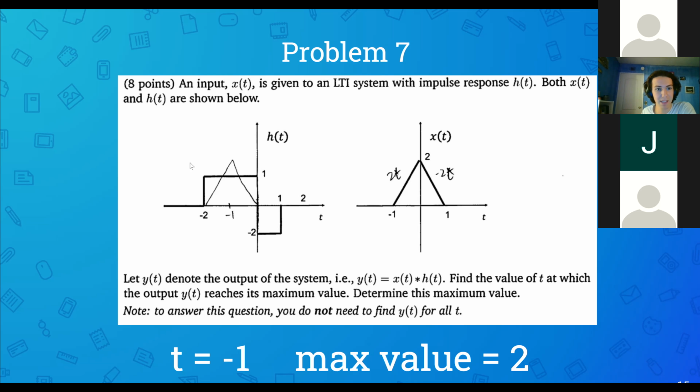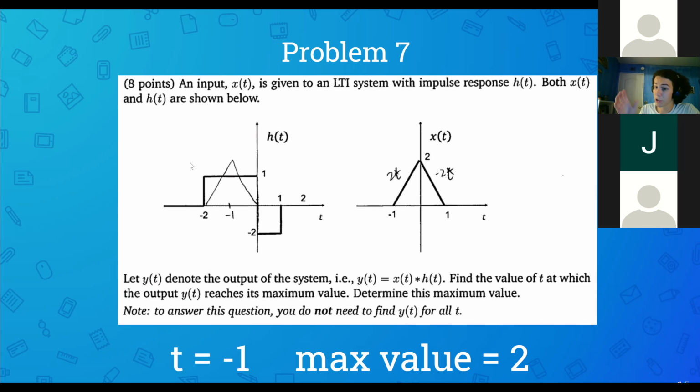Last question. In between the points -2 to 0 in the h of t, when the triangle is there, what is the equation for the x of t minus tau? That is a good question. At the point where y is a maximum, x of t minus tau is equal to 1. Let's see if I got that right. x of t minus tau is the triangle function at -1. Yes.